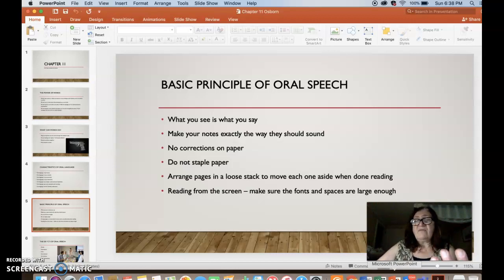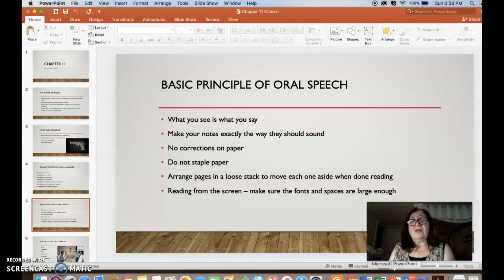Remember that those microphones can be pretty sensitive and they will pick up the shuffling sounds. I know this from working in radio, that easy page turning allows you to be more fluent in your speech and less distracted for the audience and for you. So arrange your pages in a loose stack and move the top page after you're done reading from it to the side.